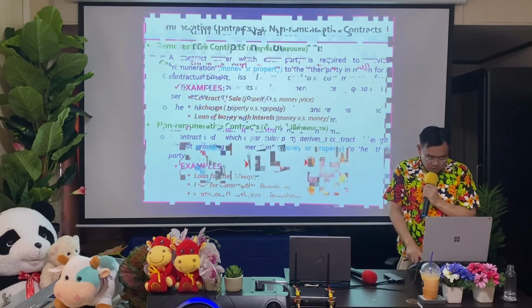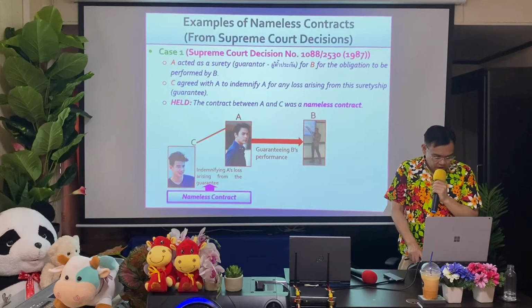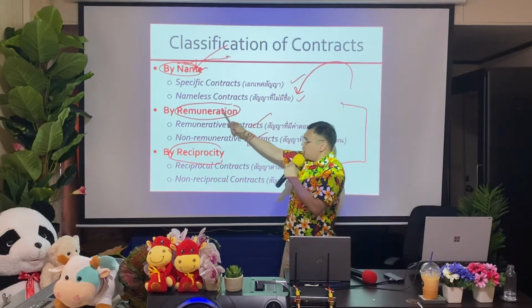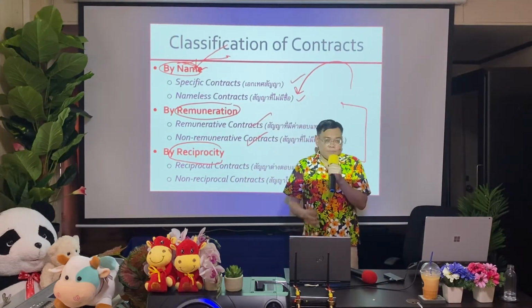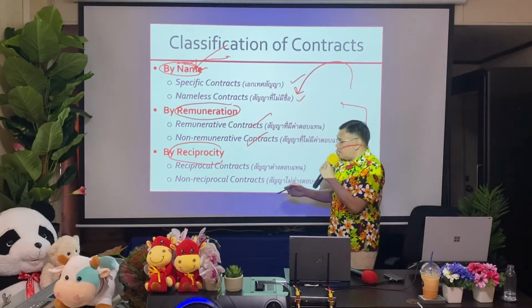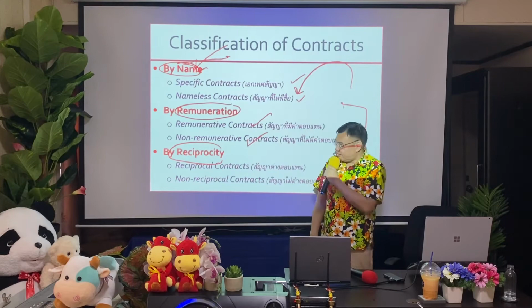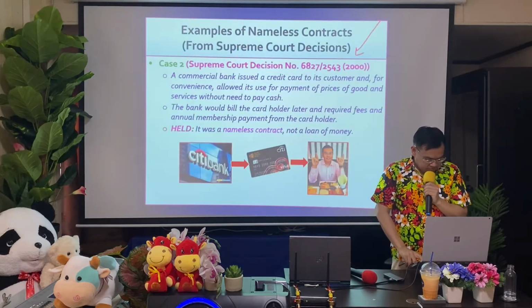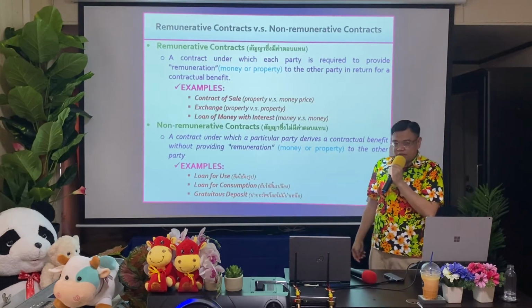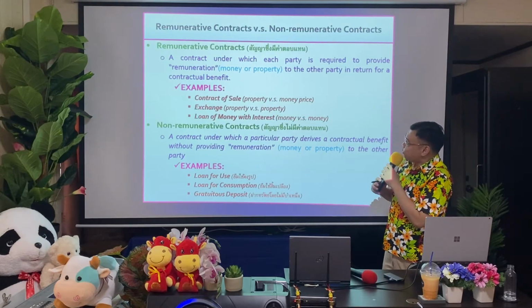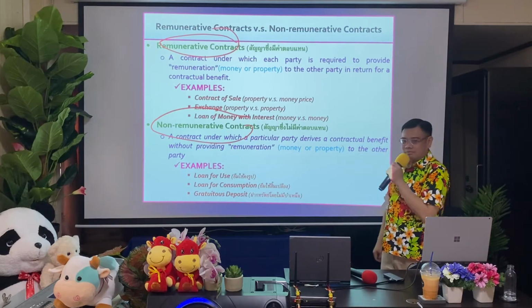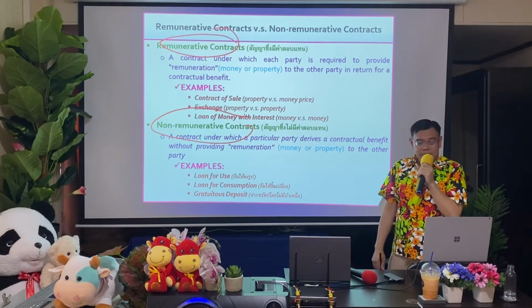Now we're moving on to classifications of contract by reference to remuneration. Remember, if we classify contracts by reference to remuneration, we will have two groups. The first group is the remunerative contracts, and the second one is the non-remunerative contracts. Now we are going to have a look at this classification, between the remunerative contracts and non-remunerative contracts. Remunerative contracts, in Thai we call this one สัญญาซึ่งมีค่าตอบแทน.